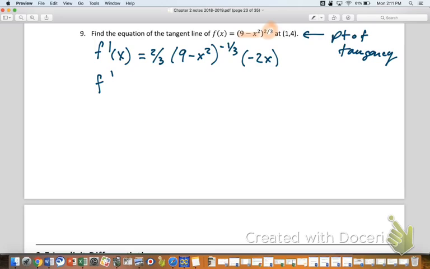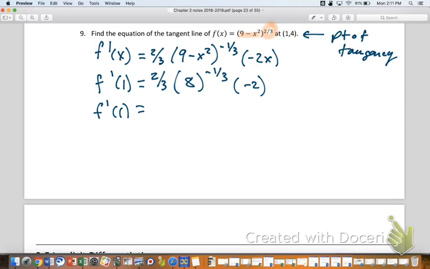So I could just say f prime of 1 equals, and here's some fancy arithmetic, 2/3. Well, 1 squared is just 1, and 9 minus 1 is 8. And then -2 times 1 is -2. So without a calculator, does anybody know what 8 to the -1/3 is? 1/2. Well said. So 1/3 means cubed root, negative means flip it. So you're right on the money with that, Santi. So we get 2/3 times 1/2 times -2. And this all ends up being -2/3?